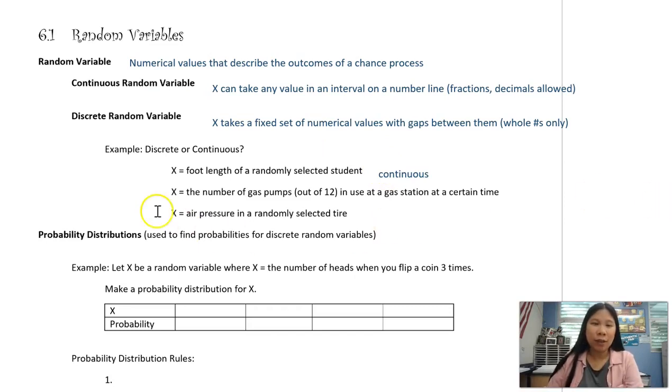Our next example, if x stood for the number of gas pumps out of 12 in use at a gas station at a time. It's not like you can have 5.5 gas pumps being used at a certain time. So in that case, whole numbers only, so this would be discrete. In our last example, we have x standing for the air pressure in a randomly selected tire. Air pressure, I believe, is measured in PSI. I don't remember what it stands for, but I'm pretty sure you can have decimals with it. Decimals, fractions, something like that, so that would be continuous.